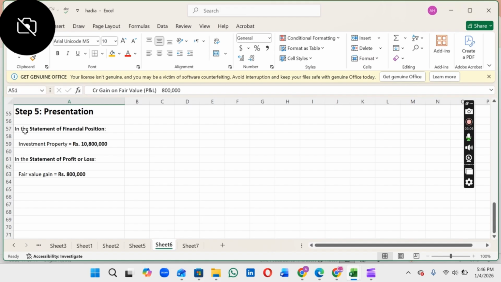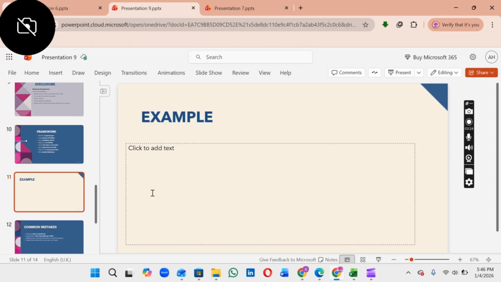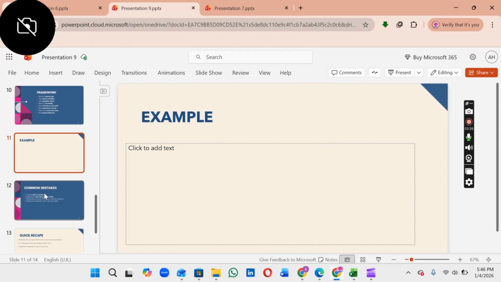Last step, how it will be presented in the financial statements. We will record the investment property in the non-current asset section as 10.8 million, and in the P&L we will record the fair value gain of 8 lakh. Okay, it's a very simple example.